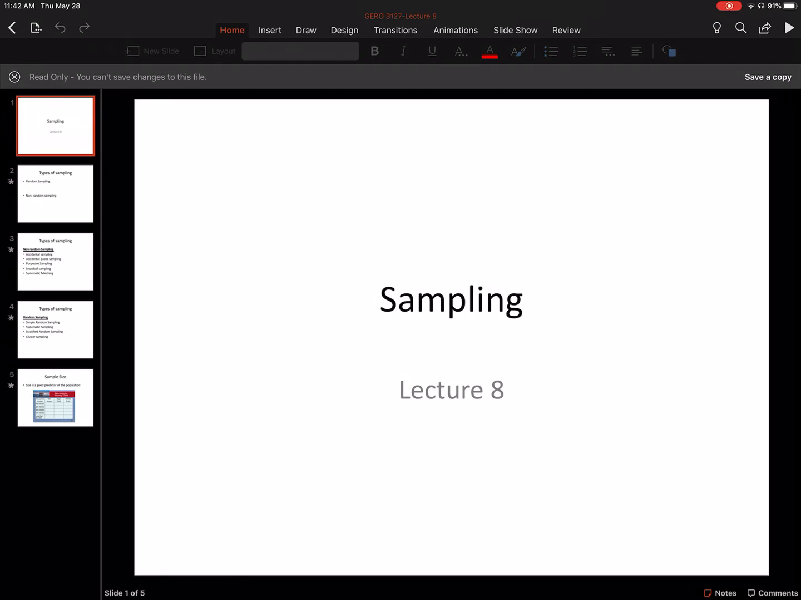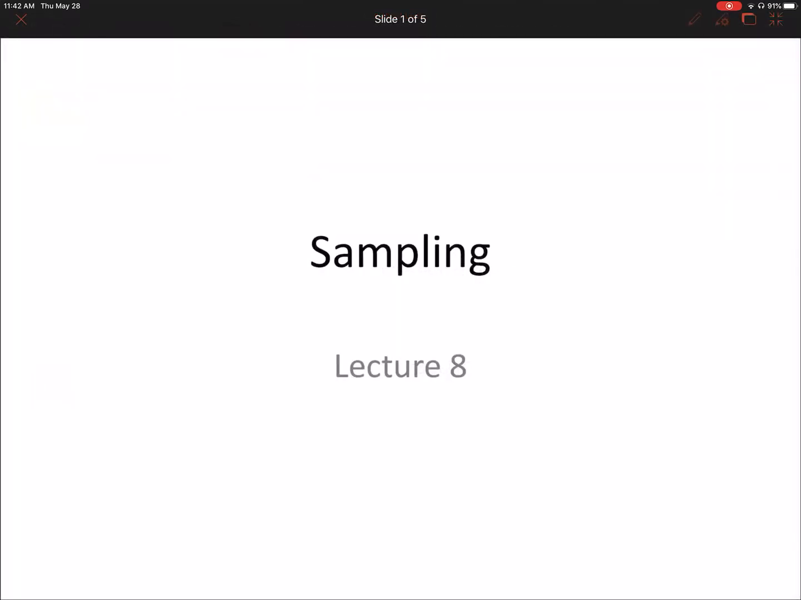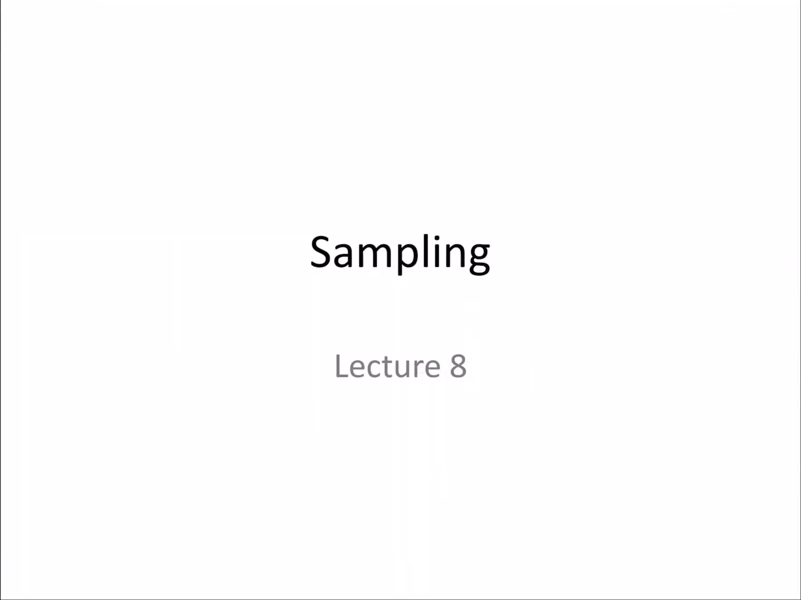Lecture 8 is based on Chapter 8 of your textbook, and it deals with the idea of sampling. So, when we conduct research, in an ideal situation, we would like to be able to test the entire population to find out a certain area that we are interested in.